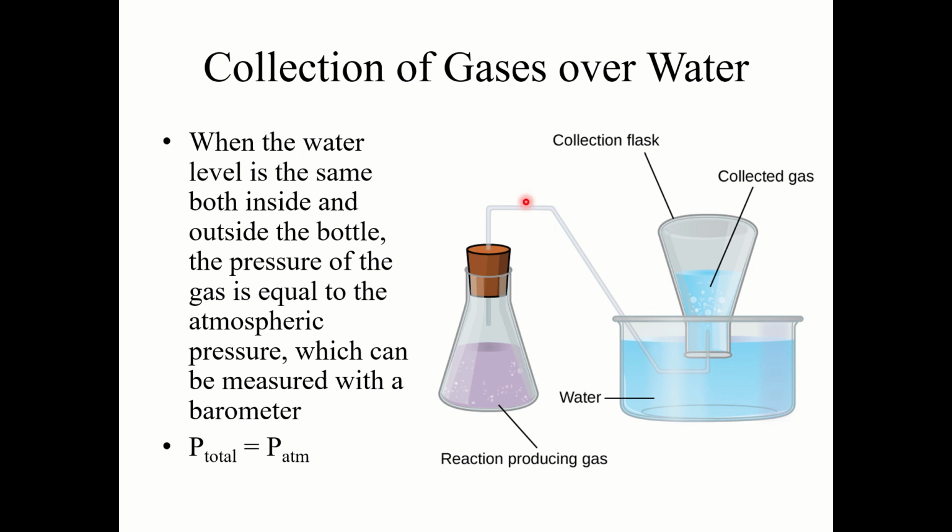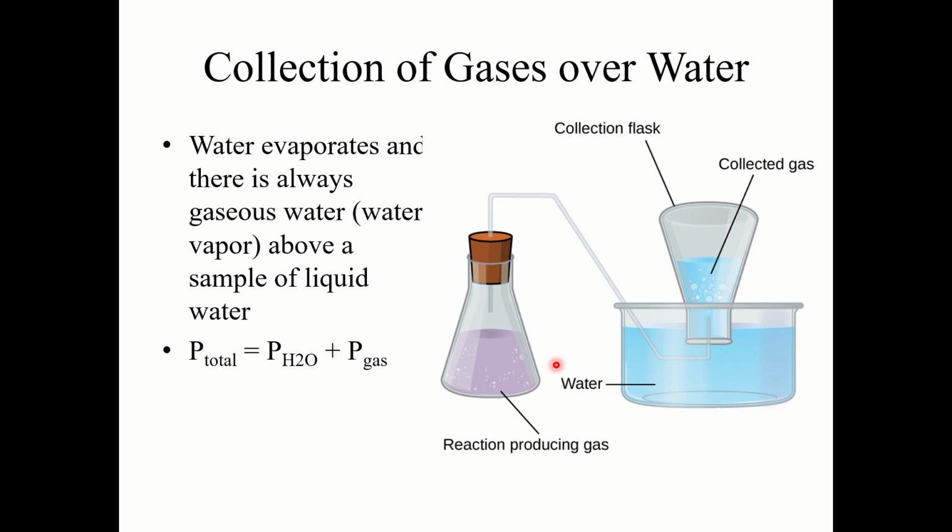So the atmospheric pressure pushes down on the water, which helps to push the water up into the collection flask. But the gas that we're collecting in this flask pushes down on the water. So we have these two opposing forces, the atmospheric pressure and the pressure of the gas that we're collecting. So the reason this is helpful is we are able to determine the pressure of the gas we collect inside here. We're going to say that this pressure is equal to the atmospheric pressure in the lab.